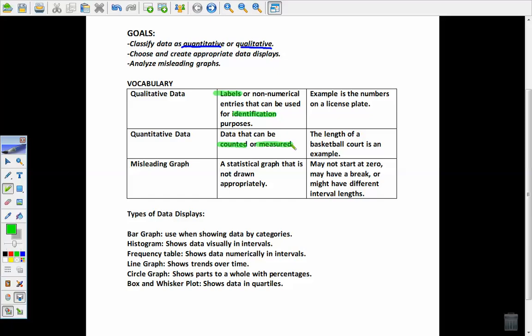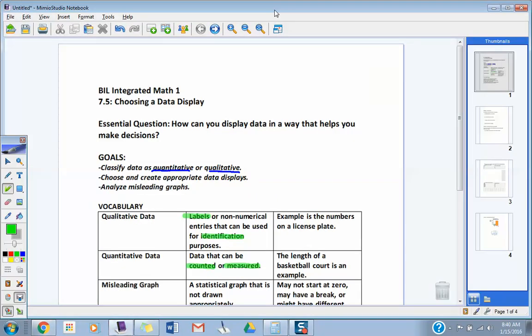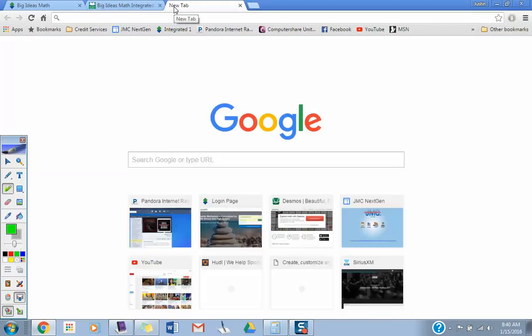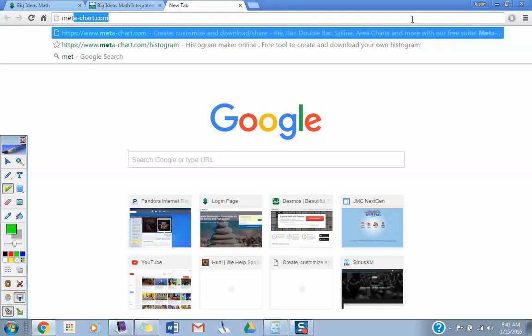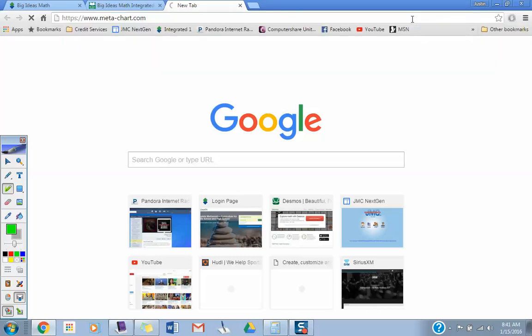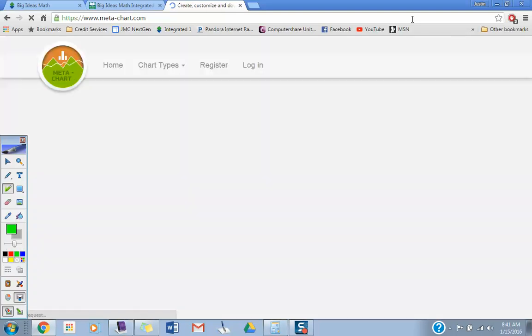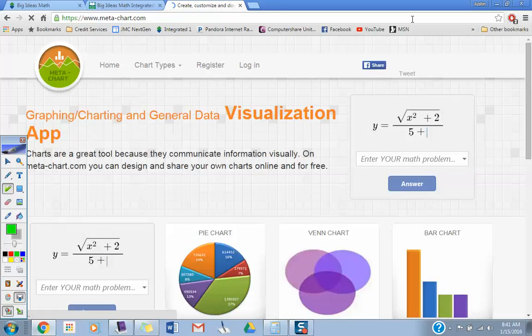Okay, hey, give me a second here. Guys, I'm going to type this in. See if I can make this work. Guys, remember the meta chart we were using the other day? You guys remember that? Oh, I hope it works. Okay, meta chart right here.